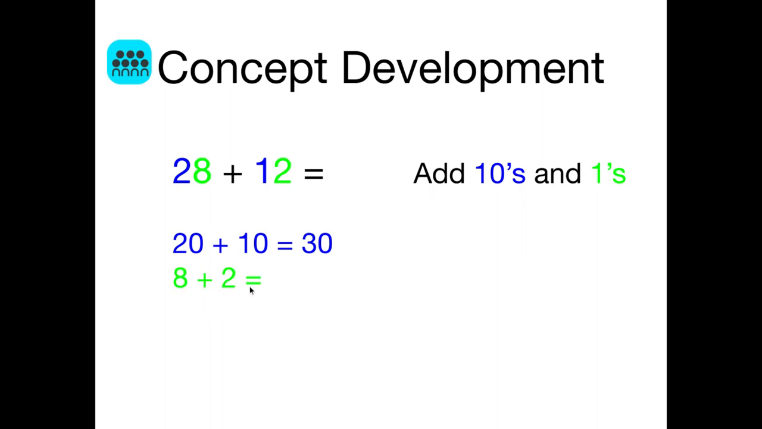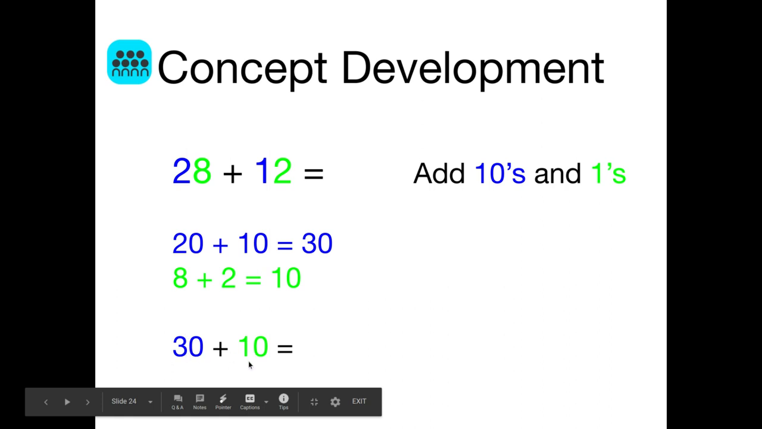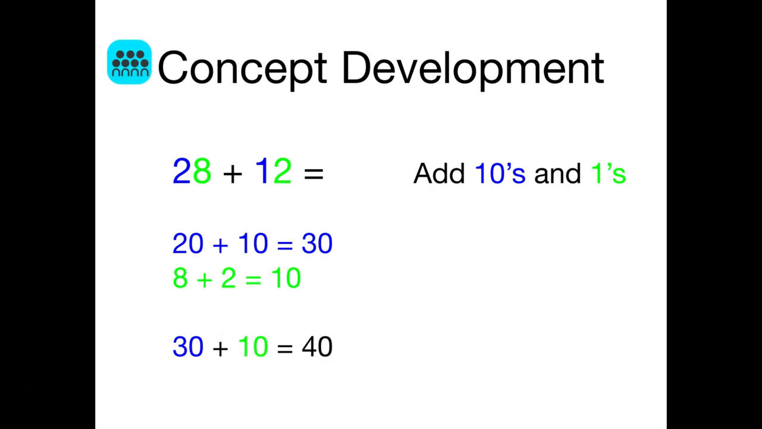Let's take the 8 ones from 28 and the 2 ones from 12. 8 plus 2 equals, that's right, they're best friends. 8 plus 2 equals 10. So I have my tens, which is 30, and my ones, which equaled 10. I need to put those back together to find my solution. So I have 30 plus 10. What's 3 tens plus 1 ten? That's right, 4 tens, 40. That means 28 plus 12 equals 40. Great work.